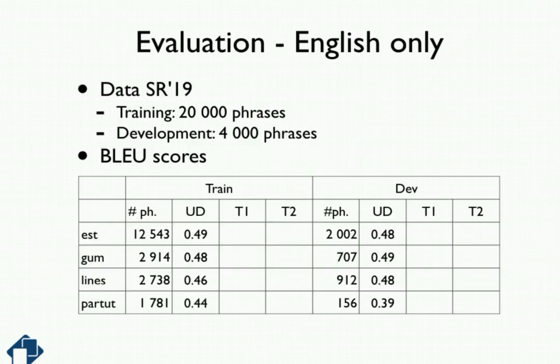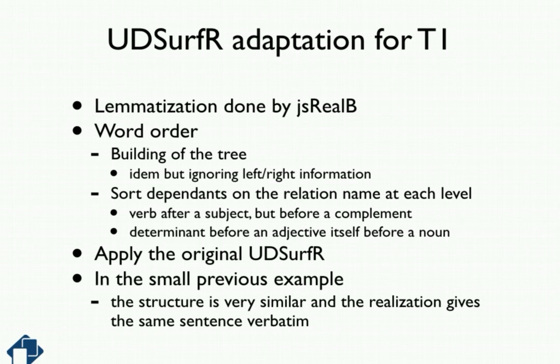So how does it work? For example, we tested all the training data, so the 24,000 sentences of the training data, and you see that we get, on the training data and on development data for all the English corpora, we only work in English, about 50% of BLEU score. So now that we have that, we want to adapt it for the first task.